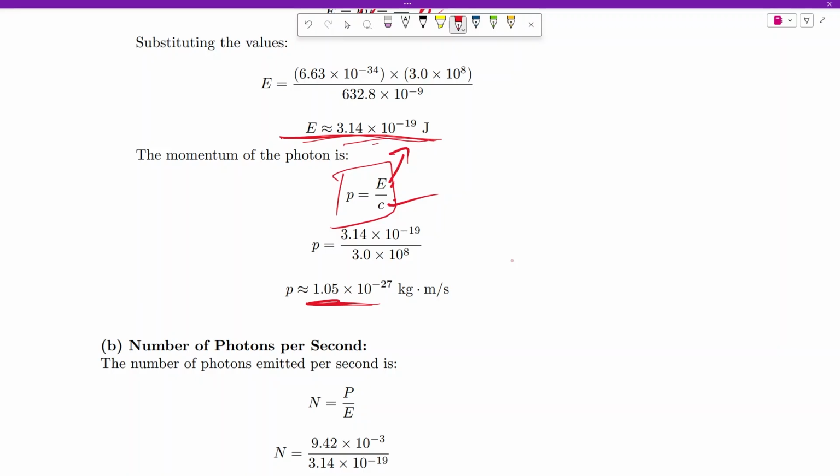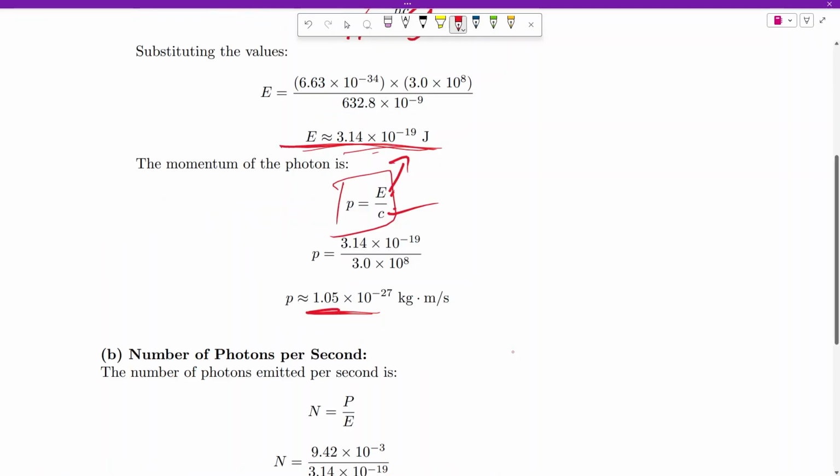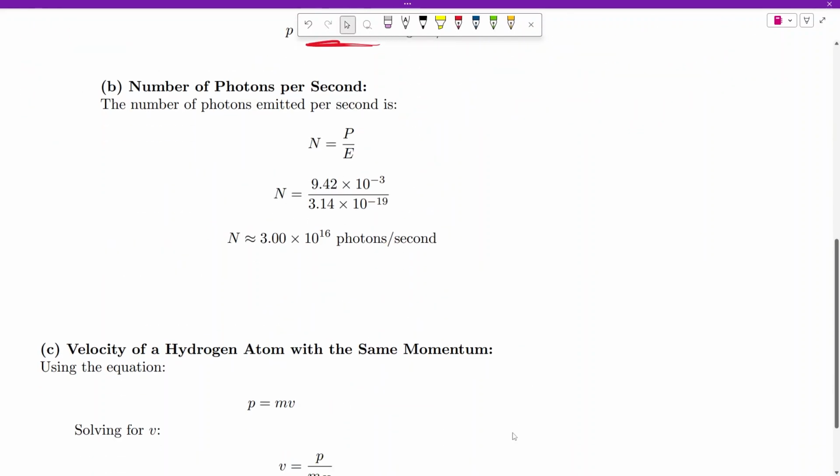Now we have to calculate the number of photons per second, the throughput of the number of photons. We have got the value of energy for each photon, and we have been given the power of the radiation. The power emitted was 9.42 into 10 to the power minus 3 watt, and we know the individual energy packets, the value of energy of each packet.